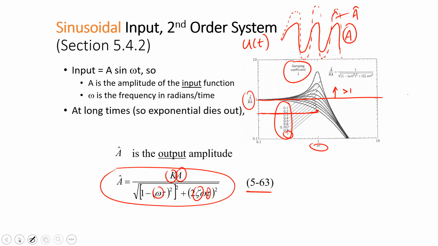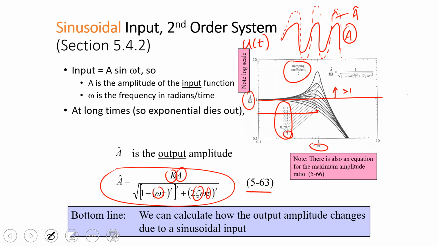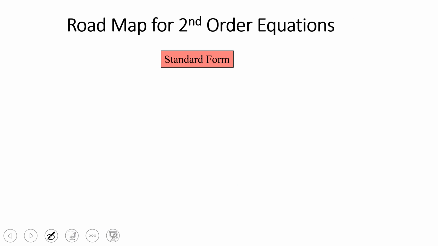So that's just the response of a second order system to a sinusoidal input. Note that there's a log scale on the chart that I showed you. All right, I'm just going to go on to the next one.